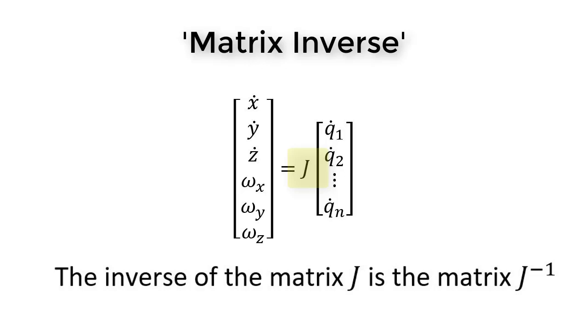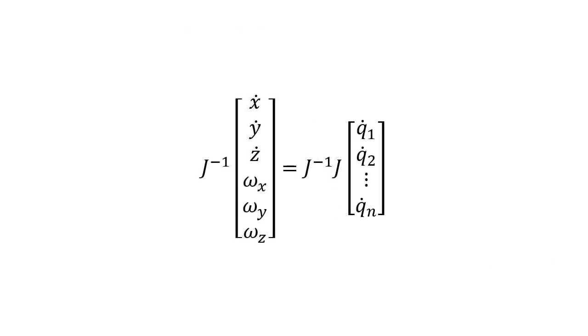Now, if I multiply the right-hand side of this equation by J to the -1 on the left, like this, and I also multiply the left-hand side by J to the -1 on the left, the equation will stay the same. It's just like if I had multiplied both sides by 5 or something like that. The whole equation would still be true.